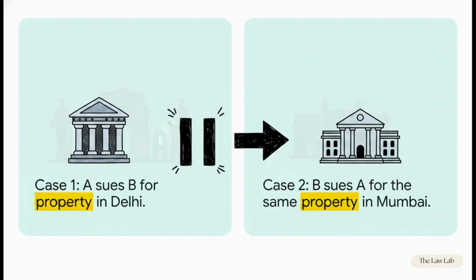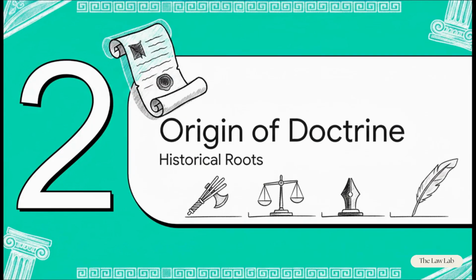Without some kind of intervention, both of those courts are going to waste valuable judicial energy on the exact same set of facts. This is exactly where Section 10 steps in. It's basically the ultimate pause button on that second trial in Mumbai, stopping those conflicting judgments before they even have a chance to happen. Moving right along to Section 2, origin of Res Sub Judice.